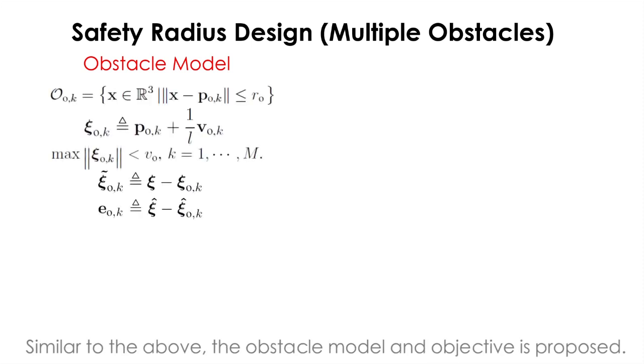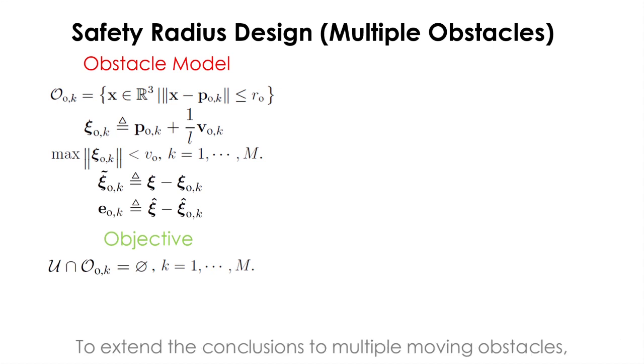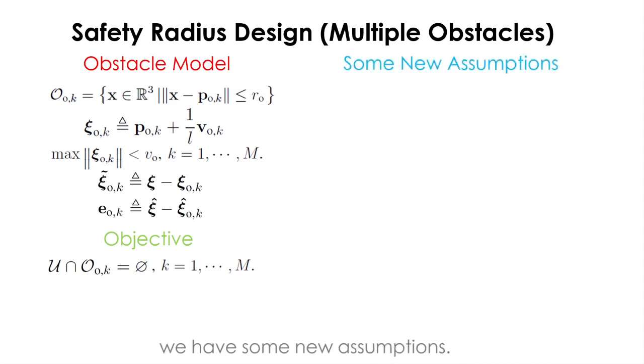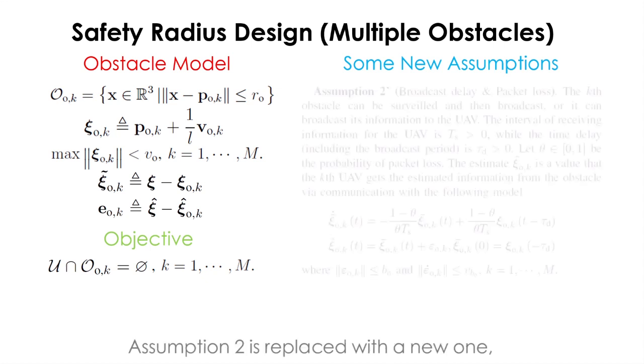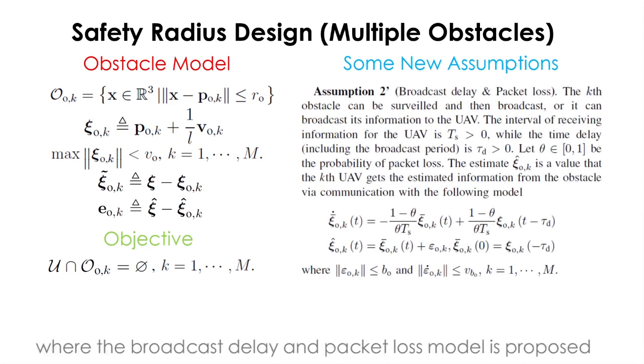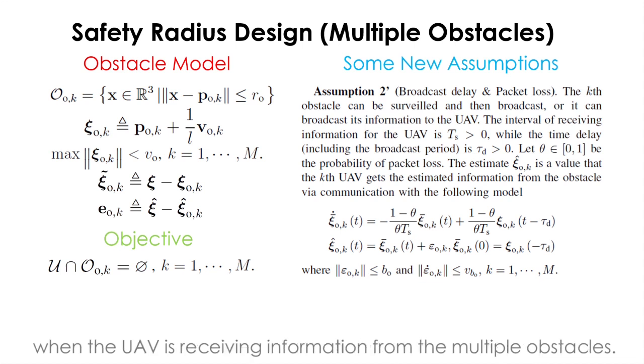Similar to the above, the obstacle model and objective is proposed to extend the conclusions to multiple moving obstacles. We have some new assumptions. Assumption 2 is replaced with a new one, where the broadcast delay and packet loss model is proposed when the UAV is receiving information from the multiple obstacles.